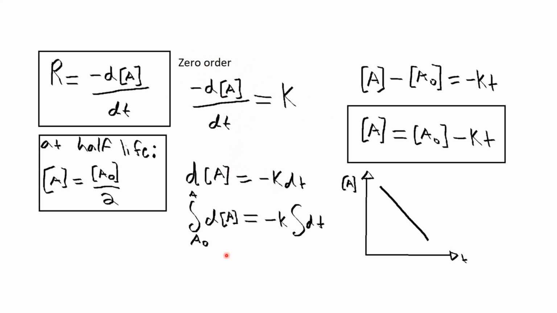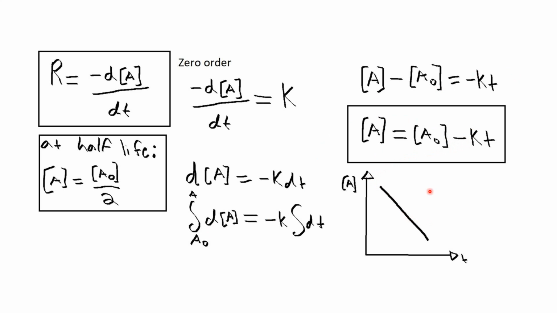We integrate both sides with limits, and on this side we use limits A initial to A. And so we're going to get that A minus A0, since the integral of dA is A, is equal to negative kt. Solving for A, we get that A is equal to the initial concentration of A minus kt.